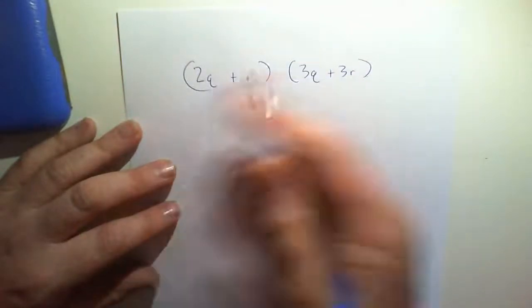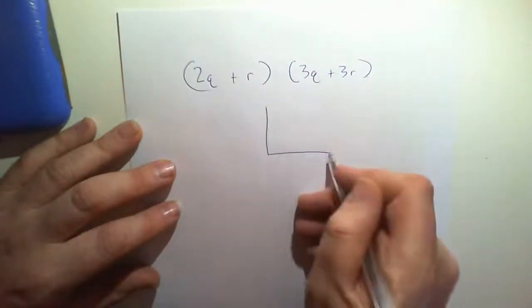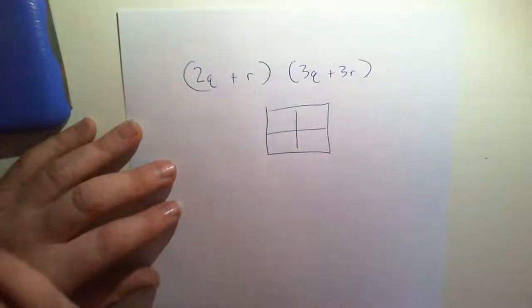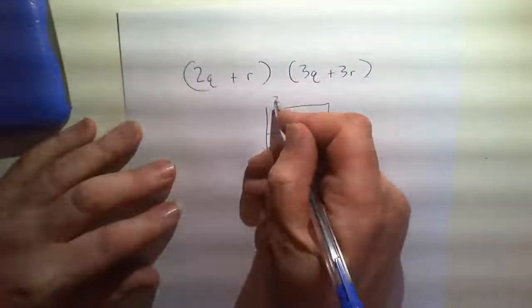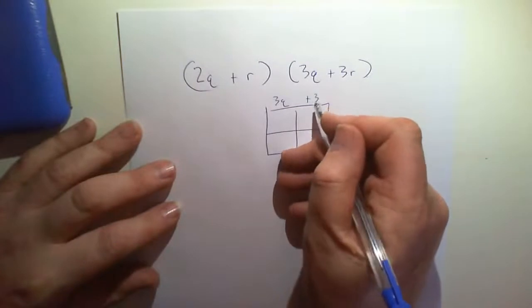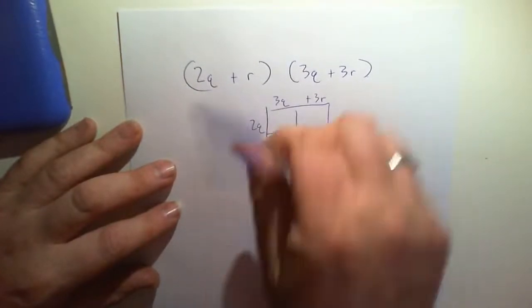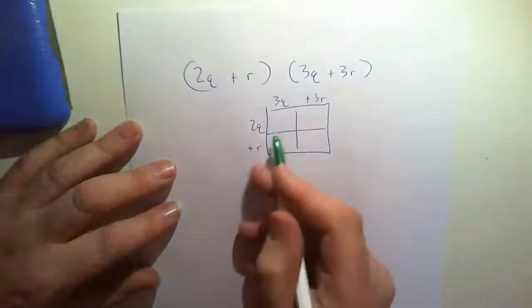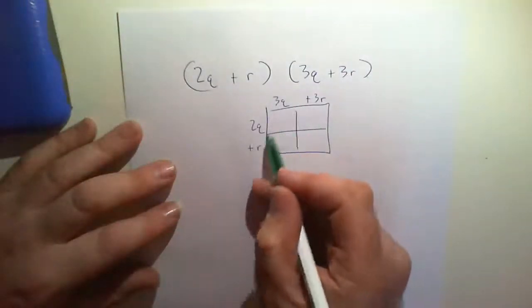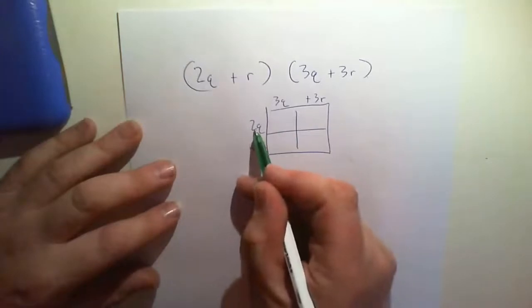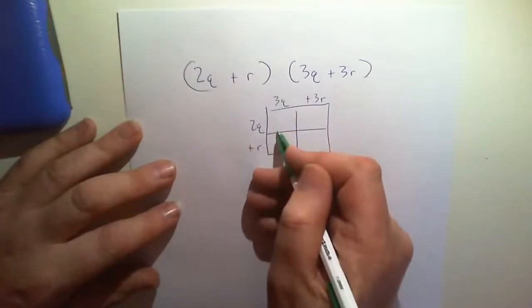Okay, so again, two expressions, four things. That's a block, square, grid, whatever you want to call it. Okay, we put the 3q plus the 3r up here, and we put the 2q plus the r down here. So how do we fill it out again? We multiply row by column and fill the gap. So row 2q, column 3q.